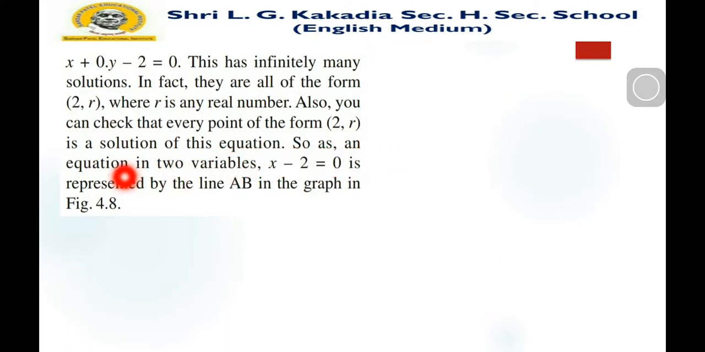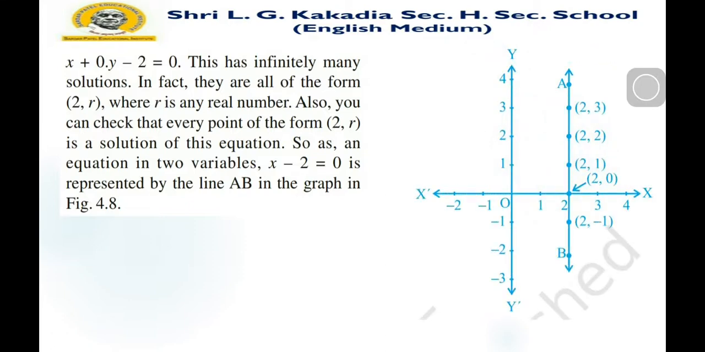So as an equation in two variables, x minus 2 is equal to 0 is represented by the line AB in the graph in the figure. For this line, through the point (2, 0), if you put any value of y in this equation, you get points such as those given here. You can see that one line passes through all these points, and it is parallel to the y axis.